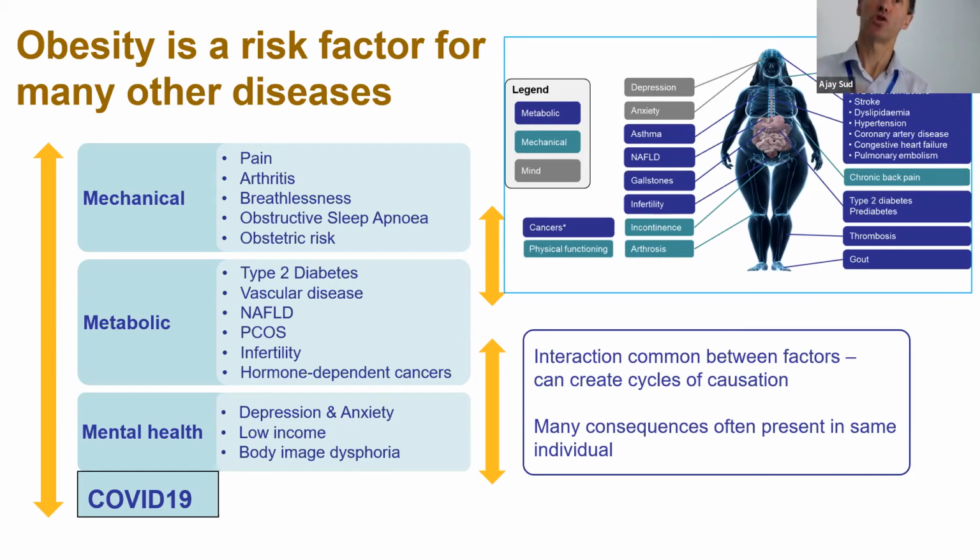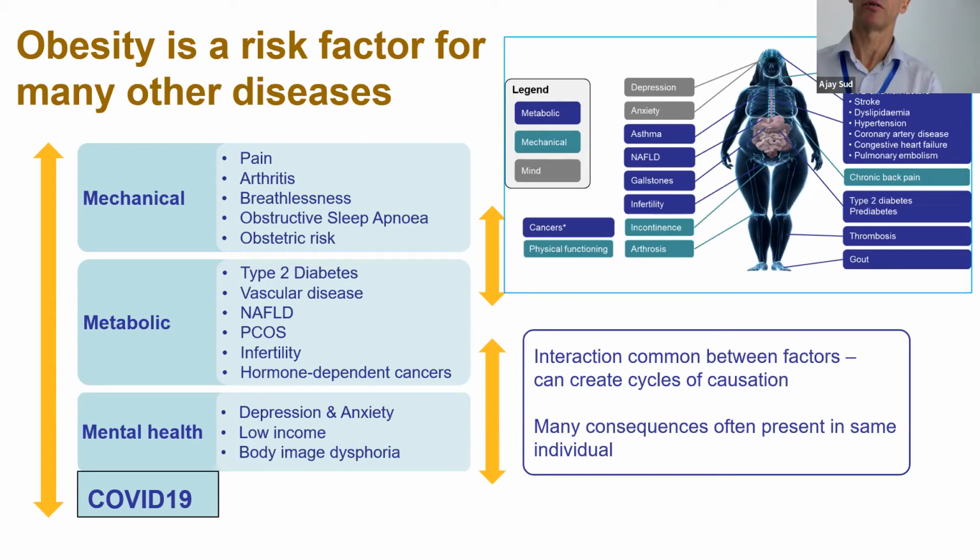And then the fat distribution part really comes in when we start thinking about the metabolic consequences: type 2 diabetes, cardiovascular disease, non-alcoholic fatty liver disease, or metabolic associated fatty liver disease, as it's now better termed, problems such as polycystic ovarian syndrome, infertility, and of course a whole range of cancers, particularly those that are hormone dependent, so estrogen dependent cancers such as breast cancer and endometrial cancer in women, and prostate cancer in men, are very strongly associated with obesity.